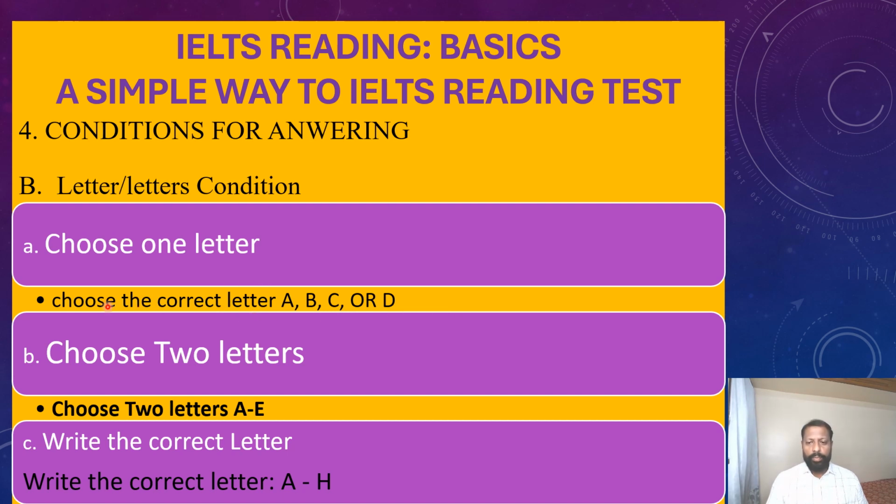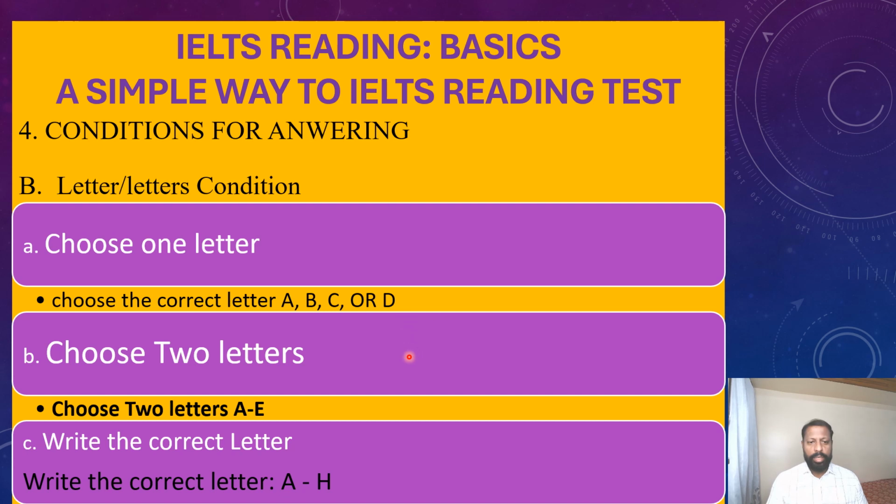You see it very commonly in instructions: Choose 1 correct letter, A, B or C, A, B, C or D. Only 1 answer would be correct, and you need to select the right answer, and your answer must be the letter, not the sentence given in the options. So that is the condition for choose 1 letter.